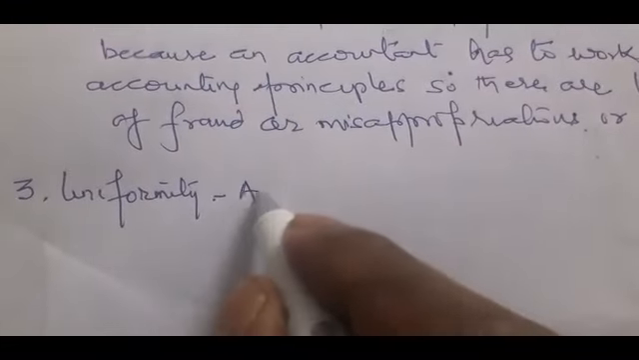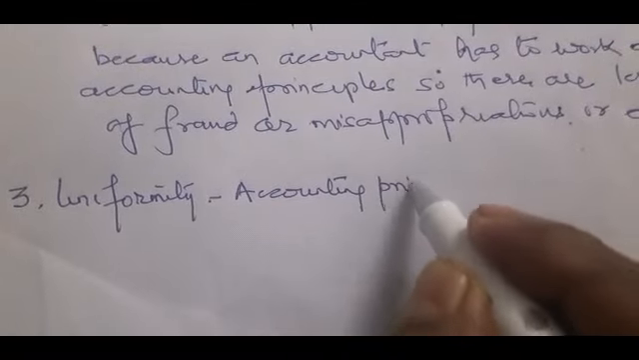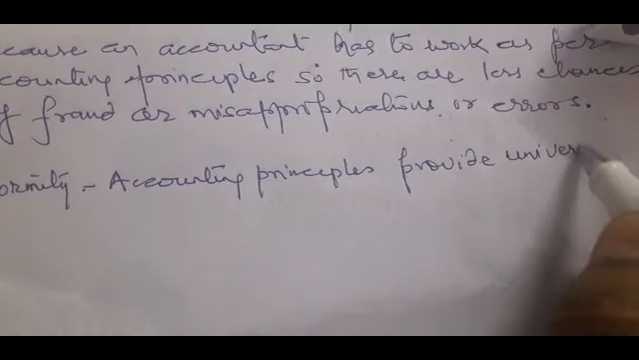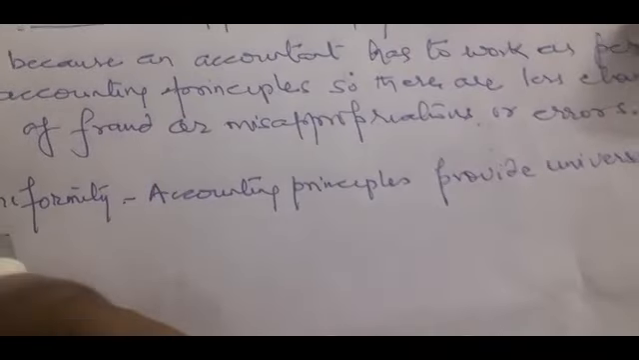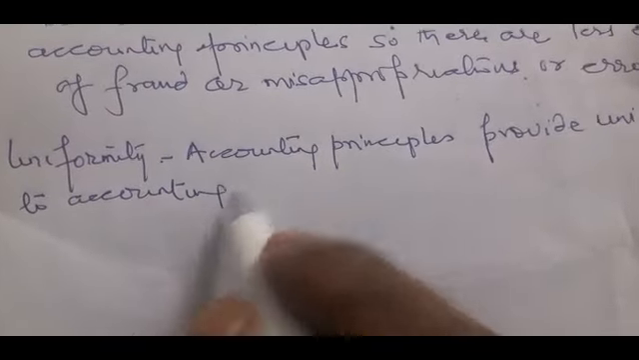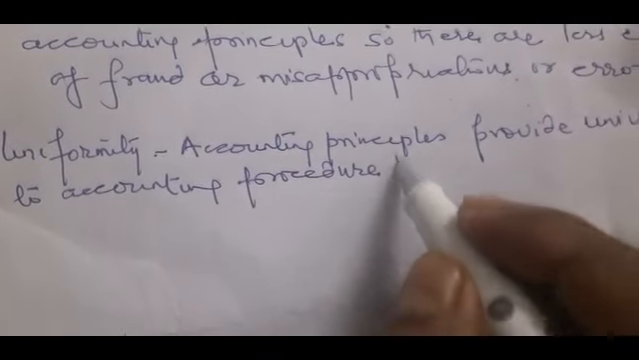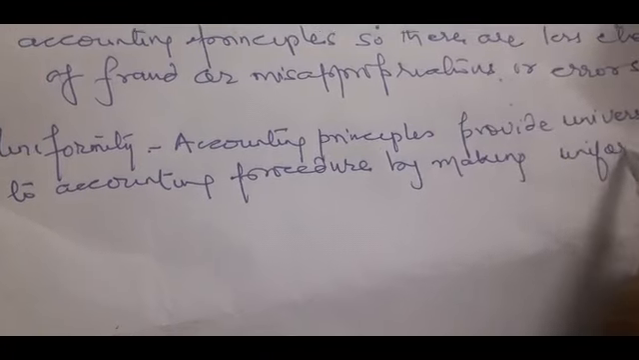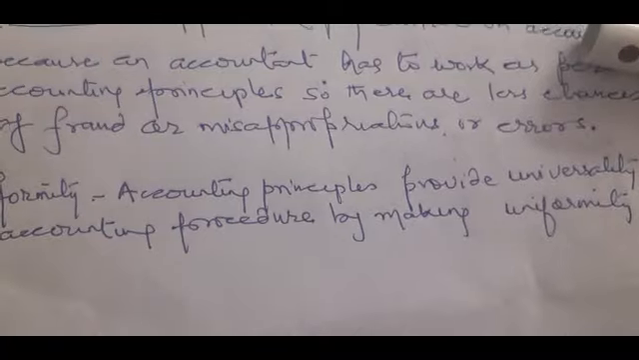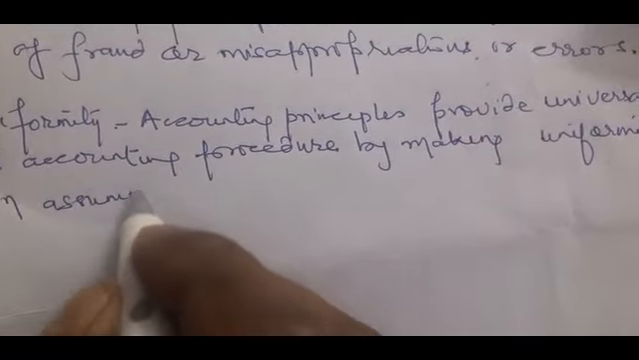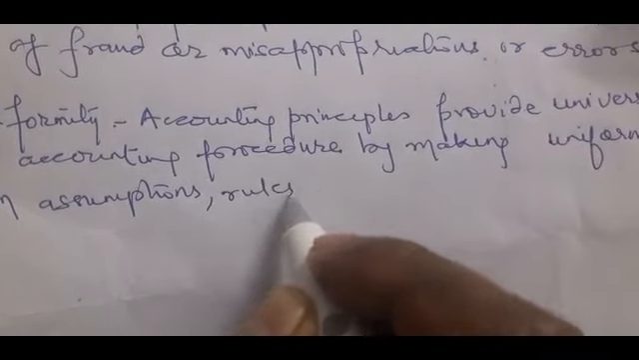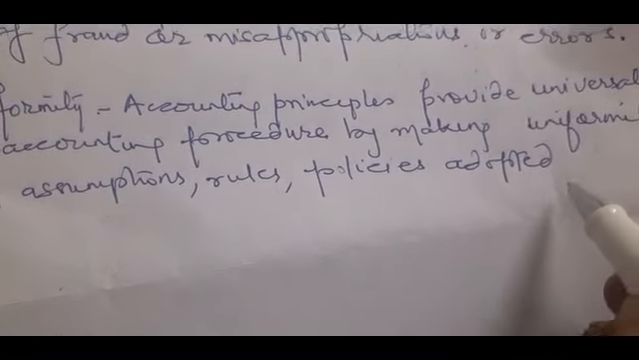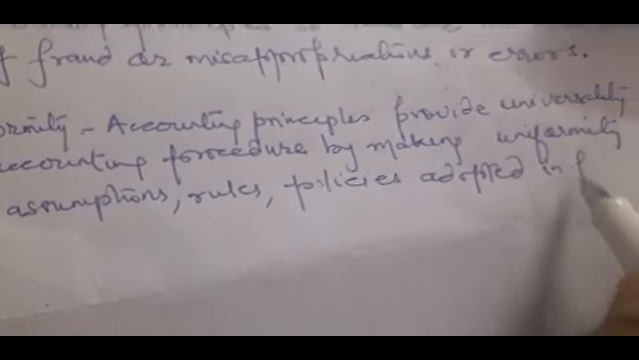So the accounting principles provide a universality to the accounting procedures by making uniformity in the assumptions, uniformity in the rules and policies that are used, the assumptions, rules and policies that are used for preparing the financial statements.